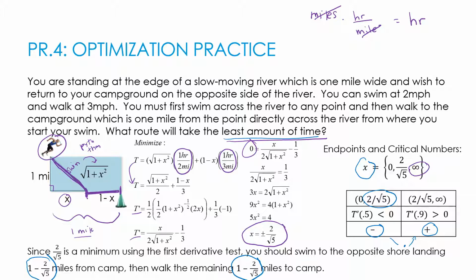Notice it didn't ask me for what distance did I swim. It just says what route is going to take the least amount of time. So I would have had to take this guy and plug it back in here if they said how long were you swimming. All I said in my conclusion is I'm going to keep swimming until I get 1 minus 2 over radical 5 miles from camp, and then I'm going to walk the rest of that way.